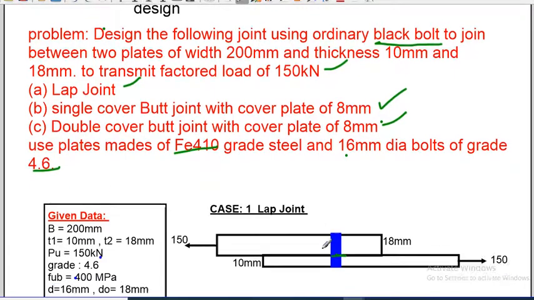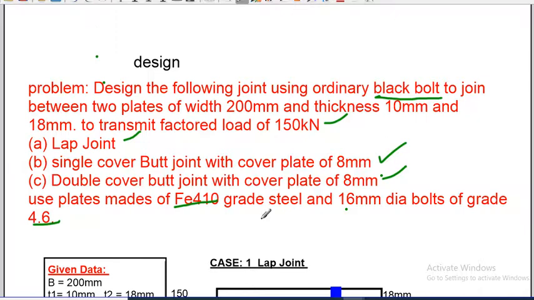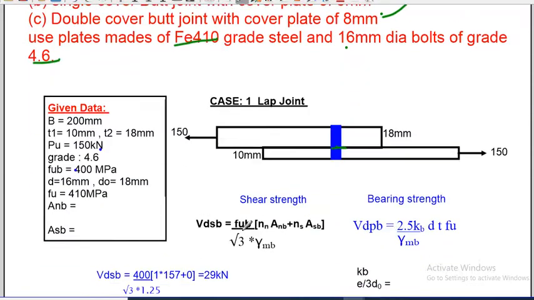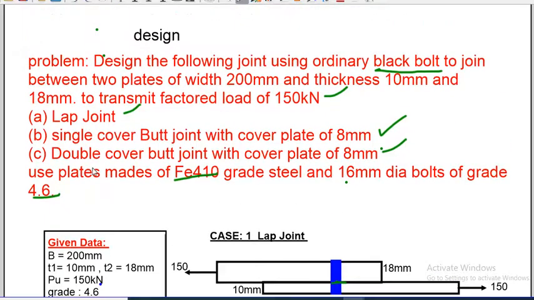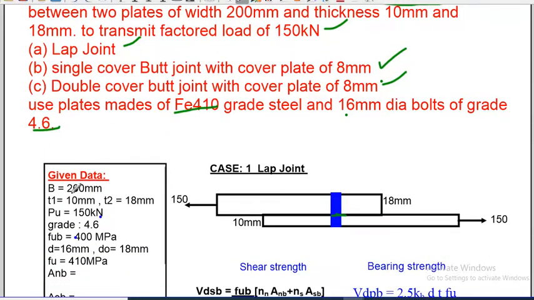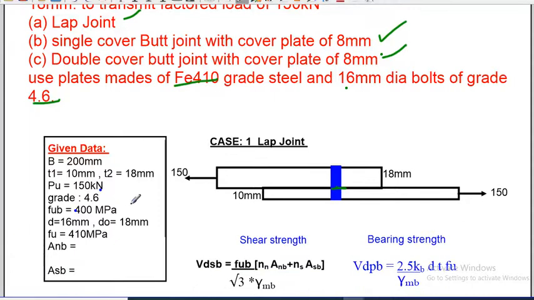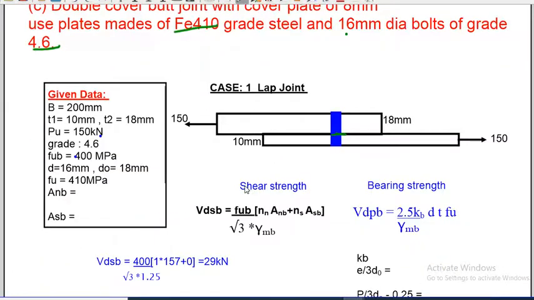Two plates, 18 mm and 10 mm, are to be joined. Let us see what the given data are. Let us write down the data given in the question. Width of the plate is given as 200 mm. Width in the sense, if the plate goes like this, this width is 200 mm.